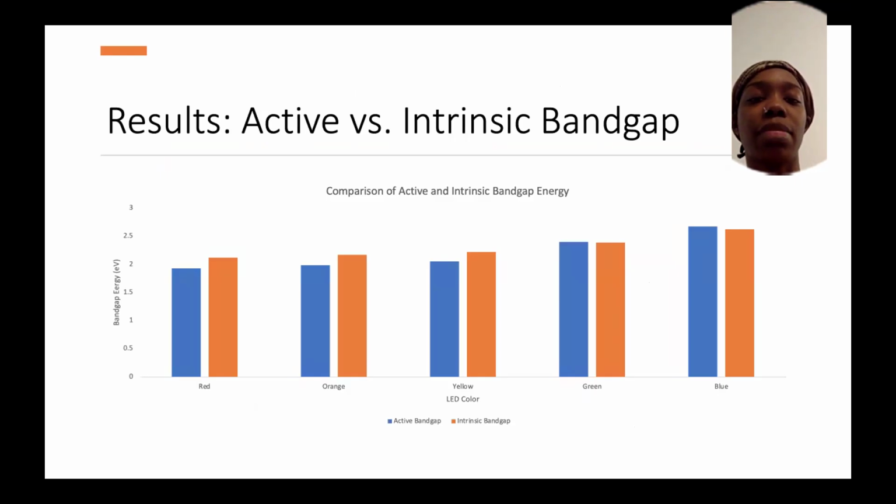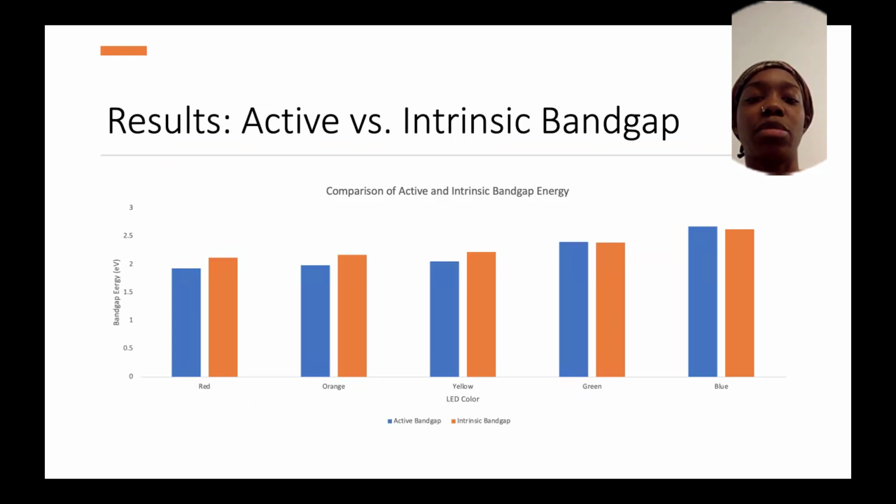So this graph compares the two band gap methods directly. For each LED, one value comes from the optical analysis and one comes from the intrinsic voltage-temperature analysis. The overall trend is similar. The band gap energy generally increases from the red towards the blue. However, the values are not exactly the same because the two methods are measuring two different aspects of the LED.